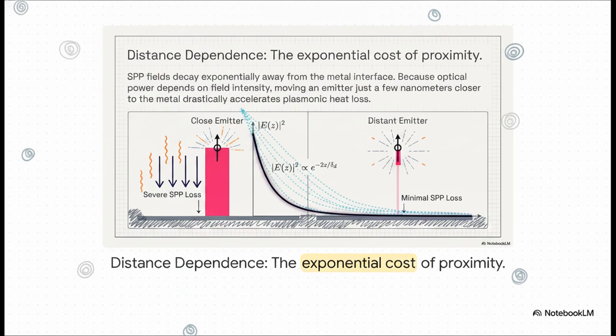And this brilliantly illustrates how incredibly sensitive this trap is to distance. Because the SPP is an evanescent field, it decays exponentially as you move away from the metal interface. And since optical power depends on field intensity, moving an emitting molecule just a tiny bit closer to the metal drastically accelerates how fast it dumps energy into that plasmonic mode. Seriously, just a few nanometers can be the difference between minimal SPP loss and total optical quenching.